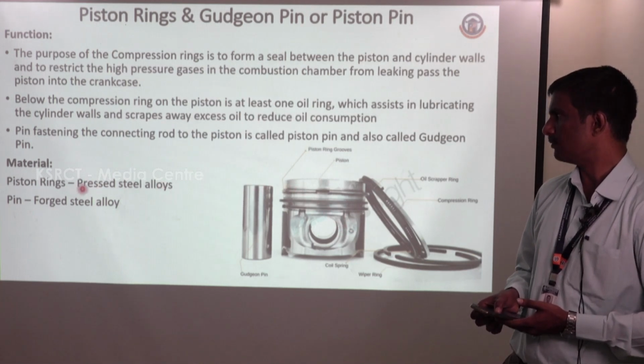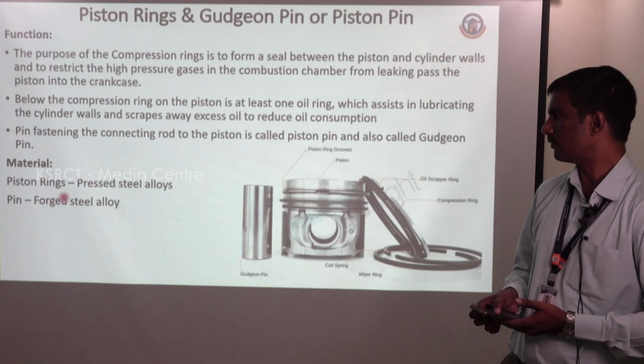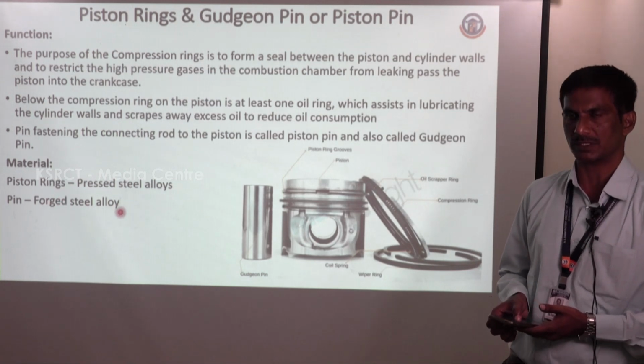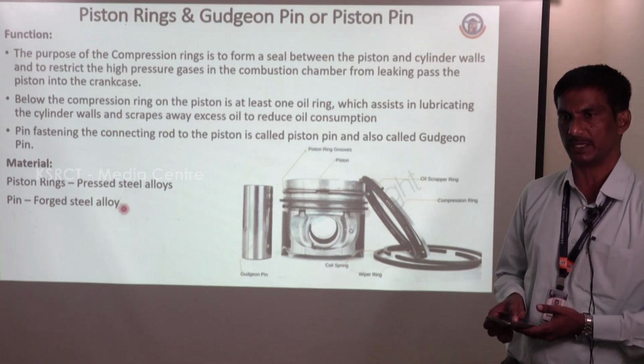The material we use is pressed steel alloy for the piston rings, and for the pin, forged steel alloy. The forging process is used so that it becomes a hardened material.